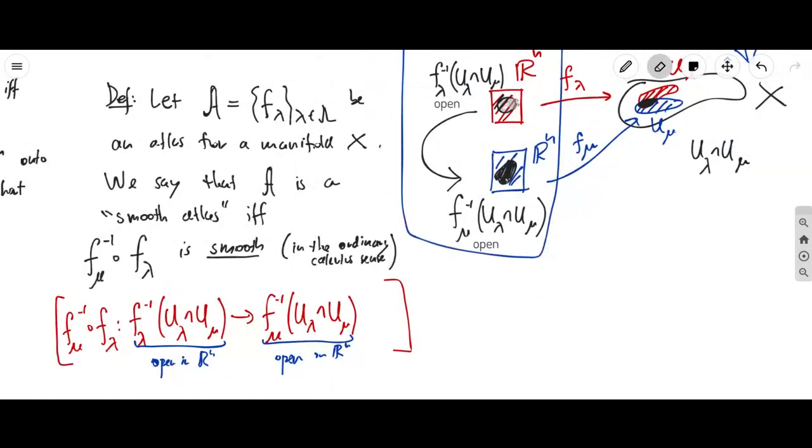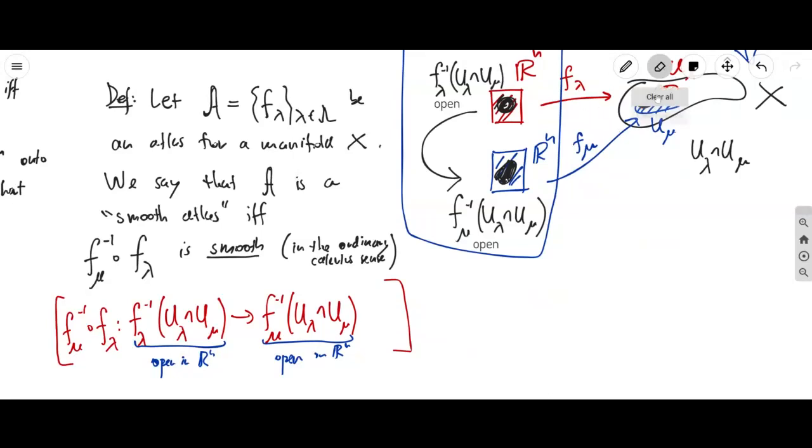Okay, so going back to our definition, that's what it means for an atlas to be smooth: that these coordinates or these charts, when you do these kinds of calculations with them, will always give you a smooth function from one open set in Rn to another open set in Rn. That's the consequence of this. So that's the definition of a smooth atlas.